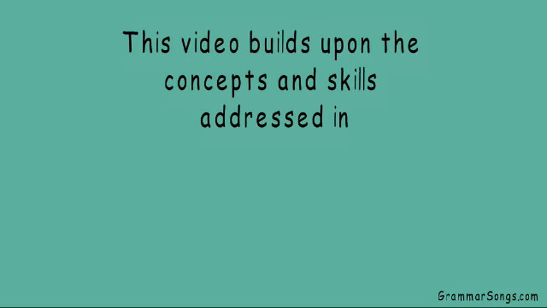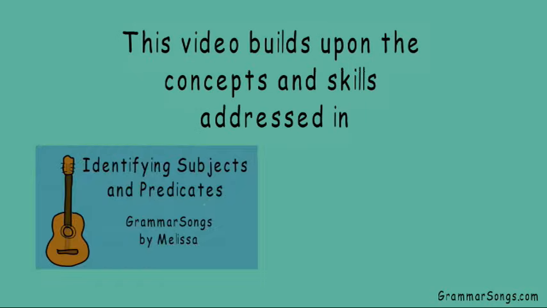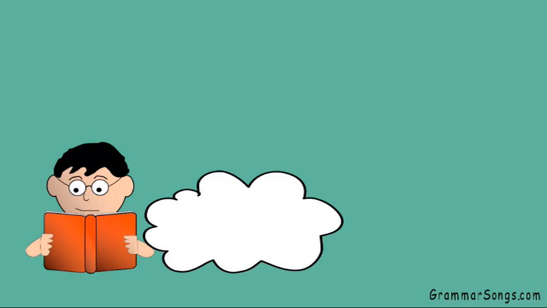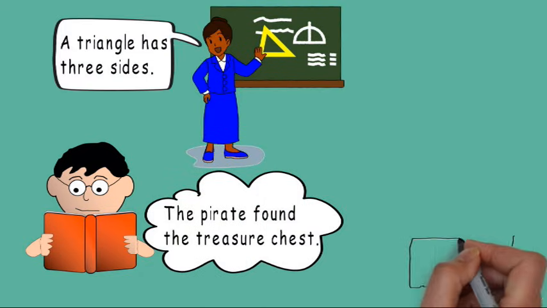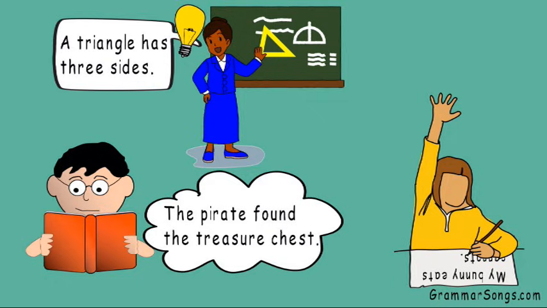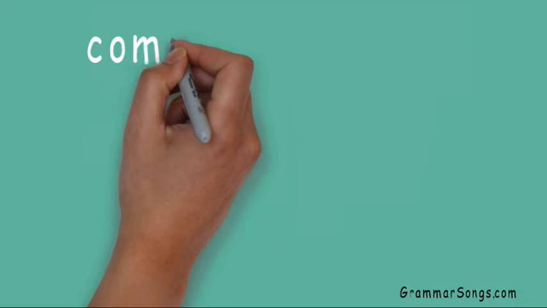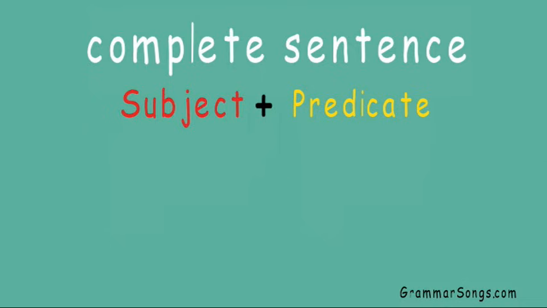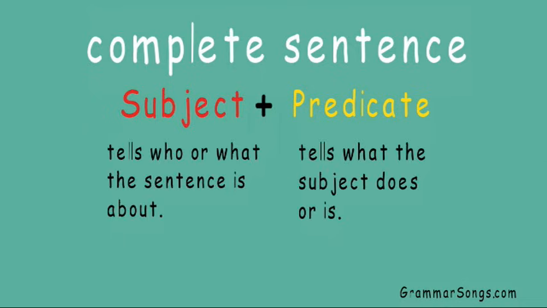This video builds upon the concepts and skills addressed in identifying subjects and predicates and advanced helping verbs. You have learned that we use complete sentences every day when we read, speak, and write. Complete sentences help us communicate in a way that enables us to understand each other's thoughts and ideas. You have also learned that complete sentences are made up of two parts called the subject and the predicate. The subject tells who or what the sentence is about, and the predicate tells what the subject does or is.